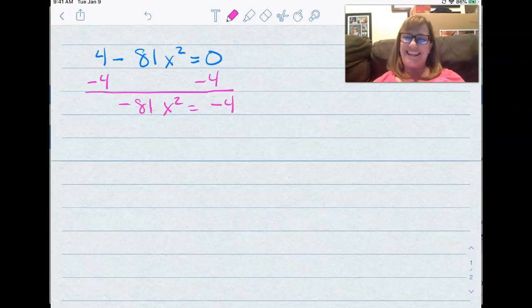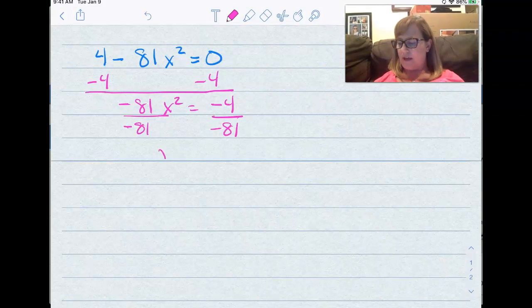So let's keep looking. Here we're multiplying negative 81 times x squared. Well, we don't want negative 81 times x. We only want 1x. How do we make a 1 here? We divide by negative 81.